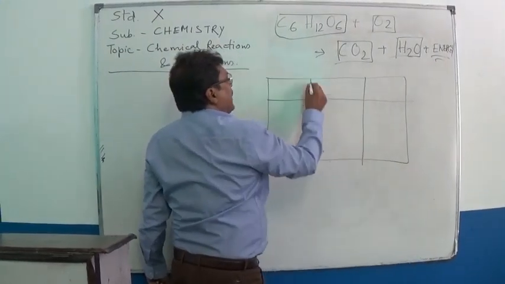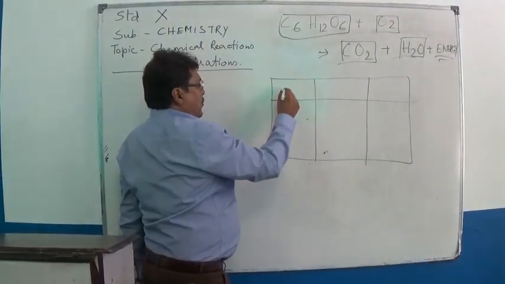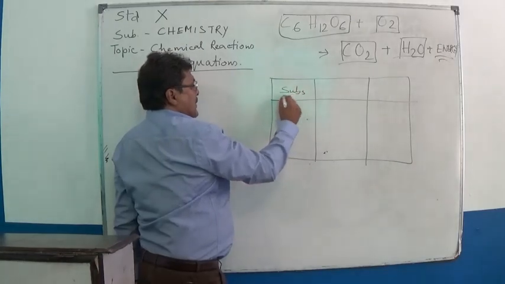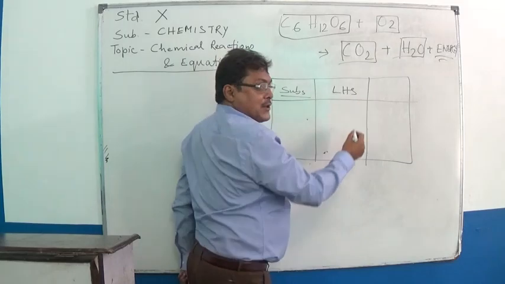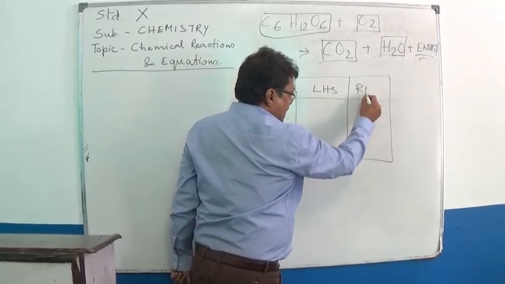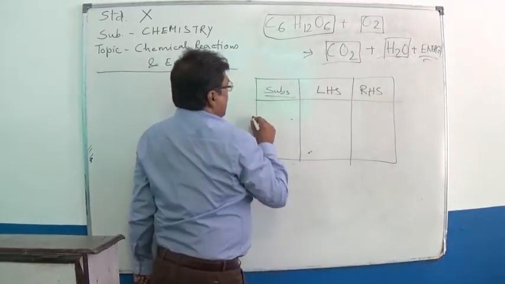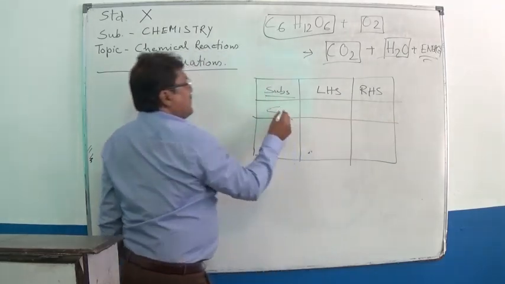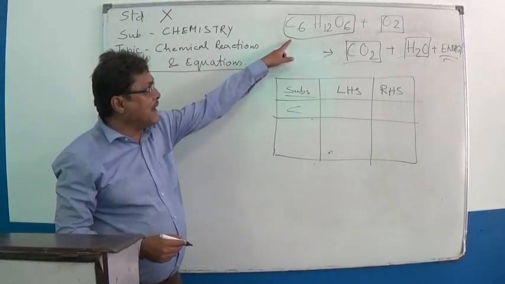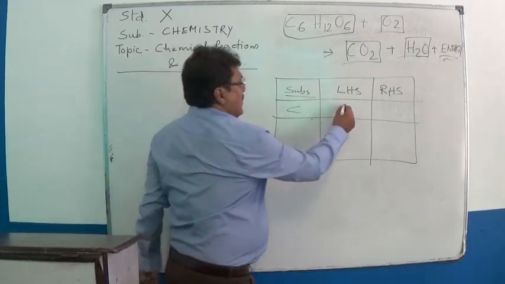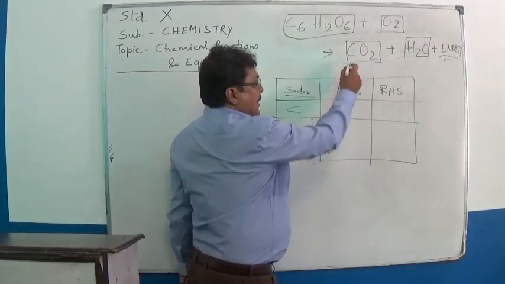We are not counting the energy in this kind of equation. All the substances: the number of atoms on the left hand side, the reactant side, and on the right hand side, the product side. First, carbon. How many carbon on the reactant side? 6. How many on the product side? 1.